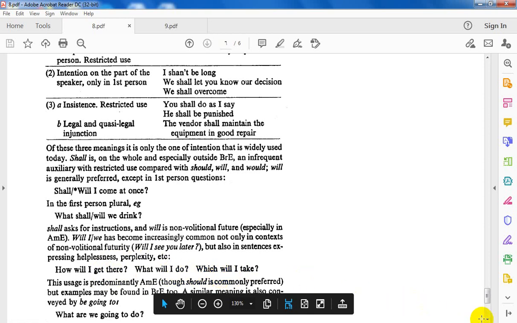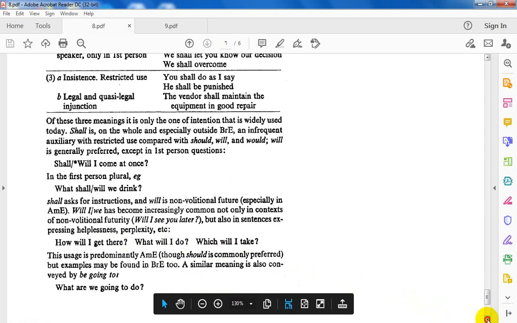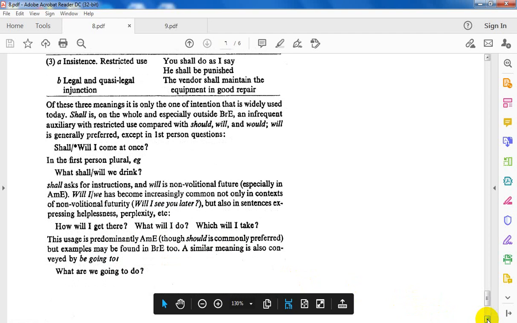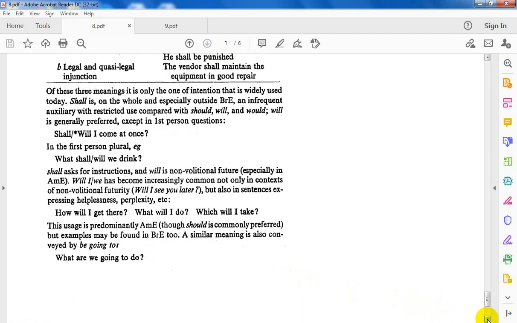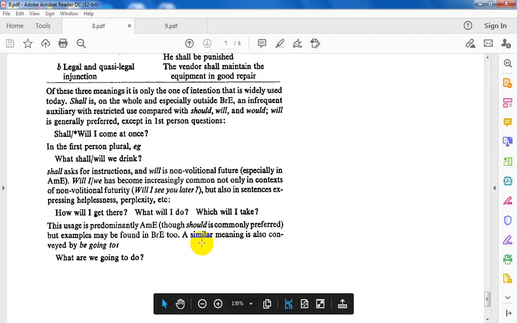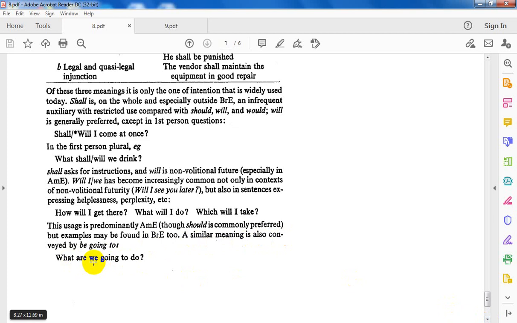Of course, this usage is predominantly American, though should is commonly preferred, but examples may be found in British English too. A similar meaning is also conveyed by be going to. What are we going to do? This again is a case indicating helplessness or perplexity.